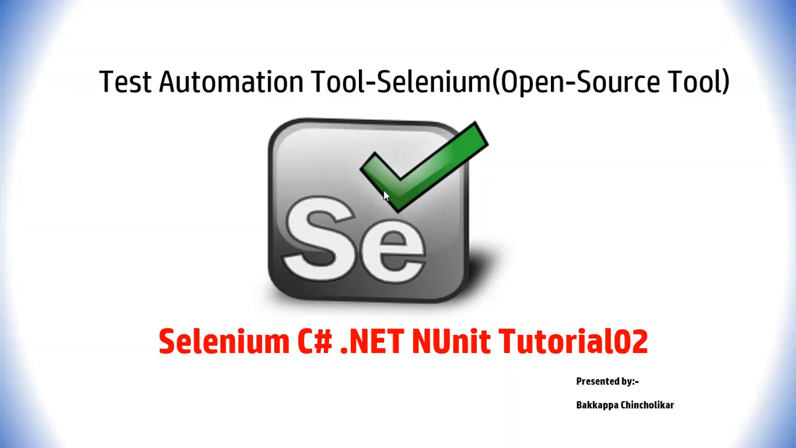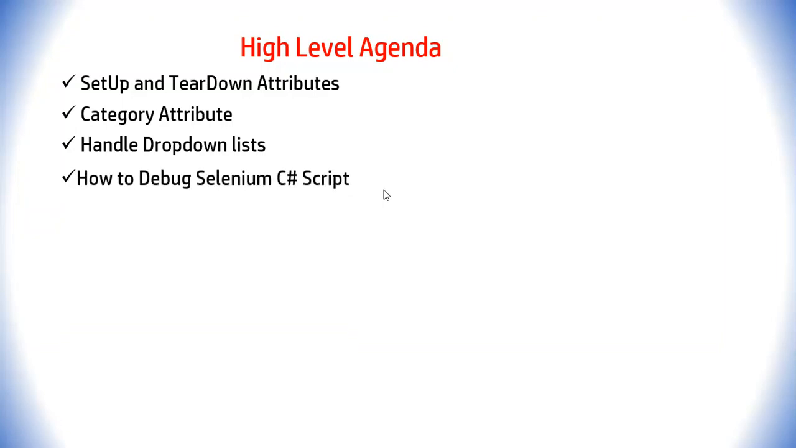In this Selenium C# .NET NUnit tutorial, we will discuss the high-level agenda for today's session. The first one will discuss what is the SetUp attribute and TearDown attribute. Next, we will discuss the Category attribute. Then we'll discuss how to handle drop-down list by using Selenium C#. Then finally, we'll discuss how to debug Selenium C# automation scripts.